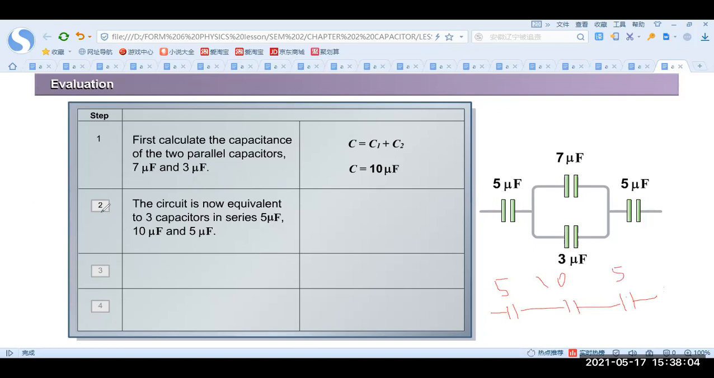So how to solve it? 1 over 10 plus 1 over 5. Okay, 1 over C total equal to 1 over C1 plus 1 over C2 plus 1 over C3. At the end, when we solve it, the effective capacitance is equal to 1 over 2, so that means the effective capacitance will be equal to 2 microfarad.